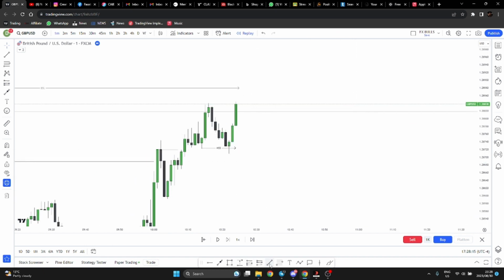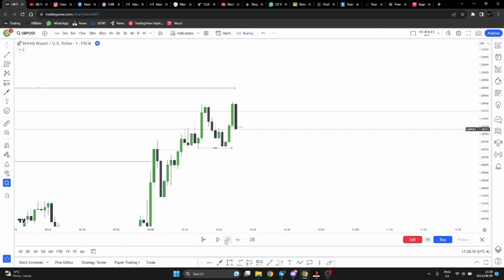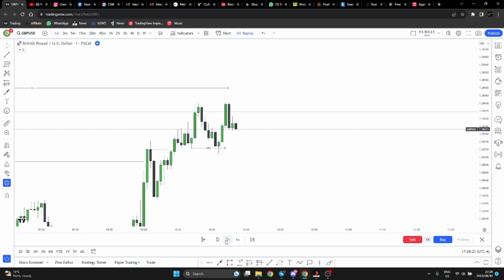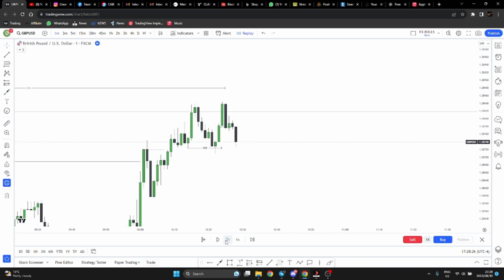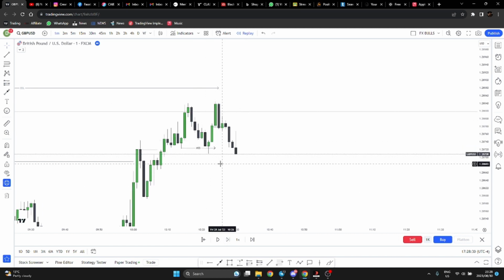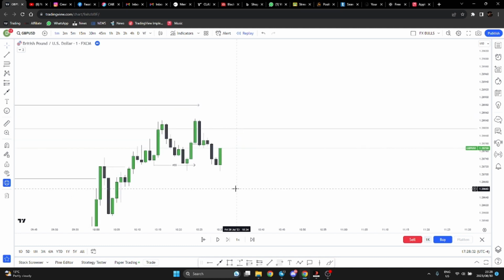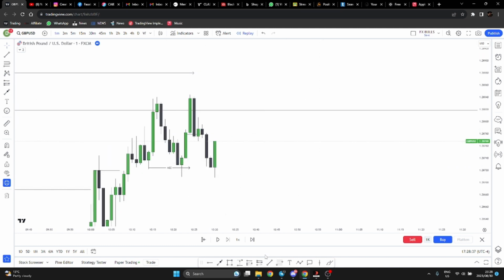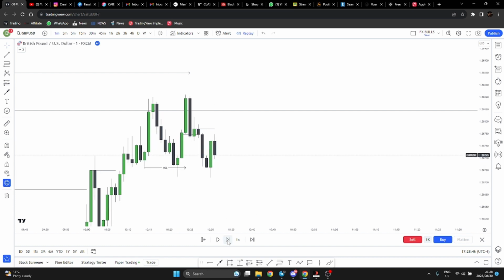Got displacement here, so expecting price to come and fill this. I wanted to violate this FVG. Okay, gets tapped. FVG gets violated. See if we can close below. Okay. So right now we've got some liquidity up here. We've got a strong order block here, I would say. But once again, no candle closure. So I'd still sit on my hands.